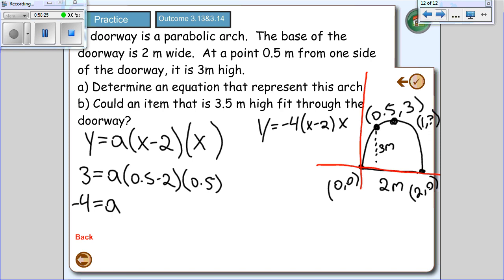Put 1 in for x. That gives us y equals 4. In the context of this question, what does y mean? y is the height of the arc. So could something that's 3.5 meters fit through the doorway? As long as it's skinny enough, it could fit.